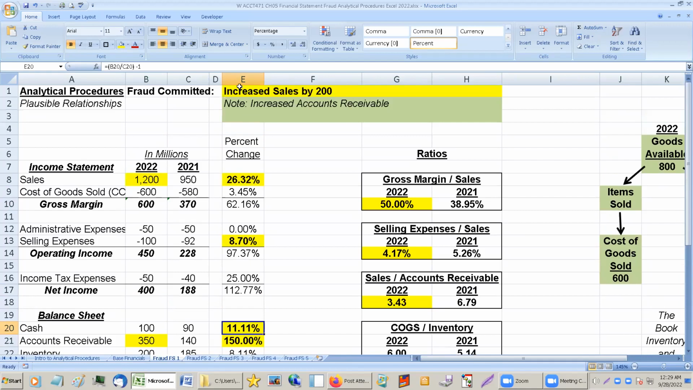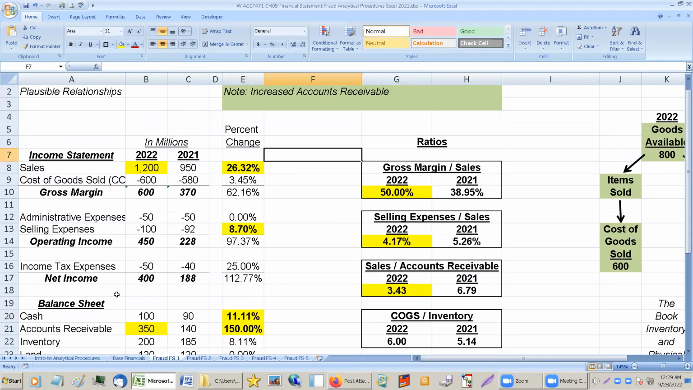And remember, these are fictitious sales, so they're not going to be collected. There's not going to be cash coming in. Cash is a big one when it comes to finding fraud, because you can't fool it.